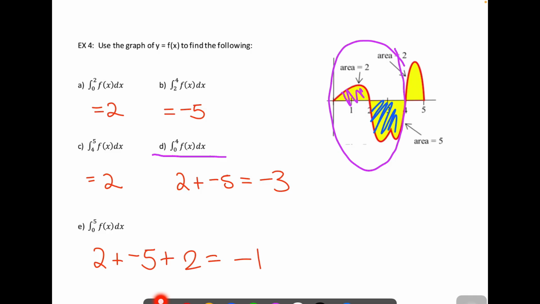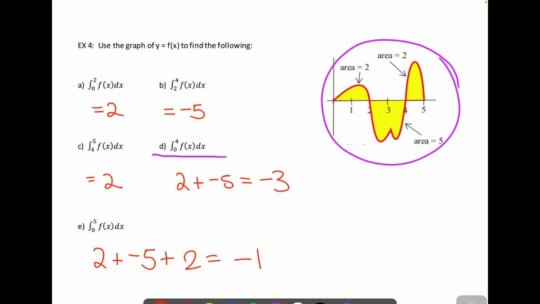And then finally, if I want to integrate from 0 to 5 all the way across this picture, I can just add up each component or each integral separately. So what I mean by that is from 0 to 2, we have an area of 2. From 2 to 4, my integral is going to be negative 5 because our function is below the x-axis. And then from 4 to 5, our area is 2. So 2 plus negative 5 plus 2 gives me negative 1.